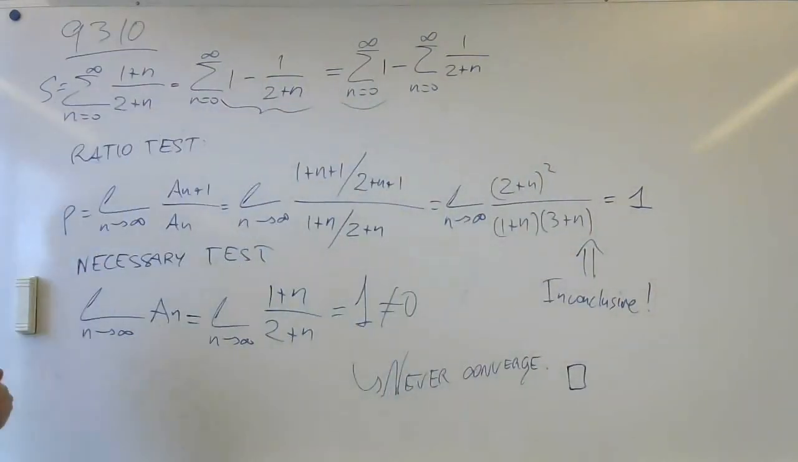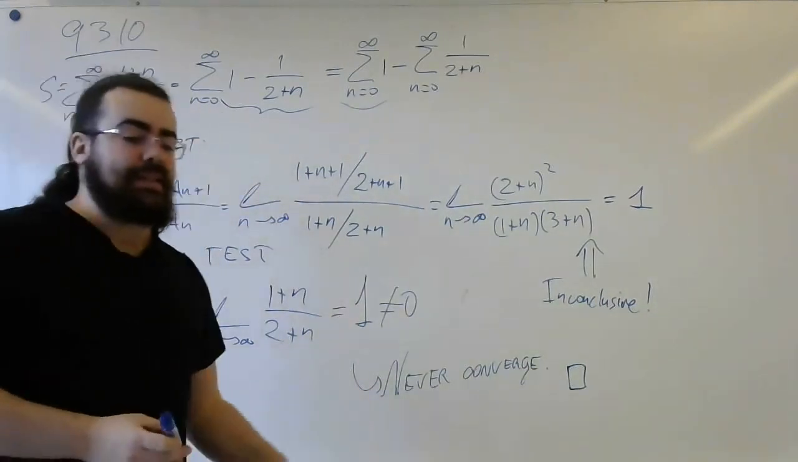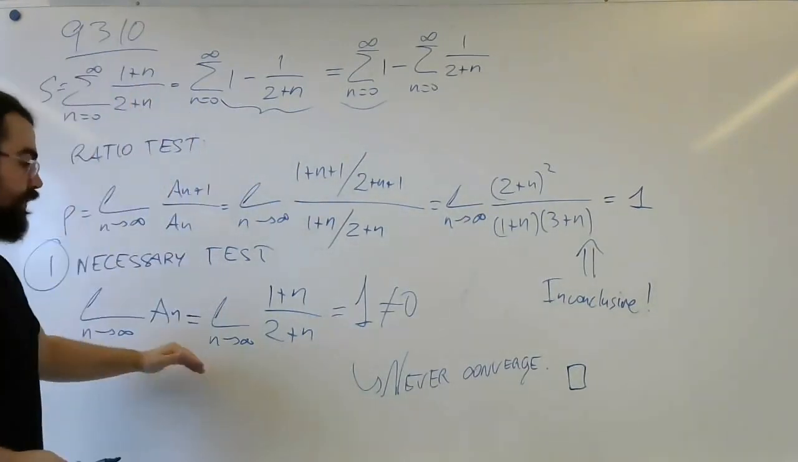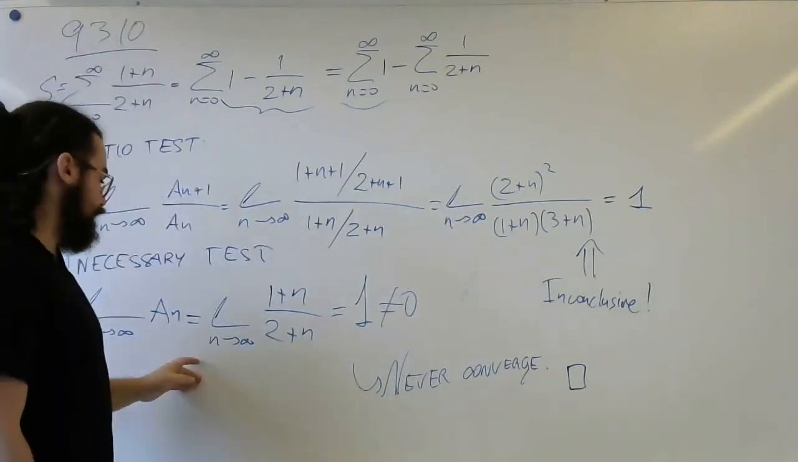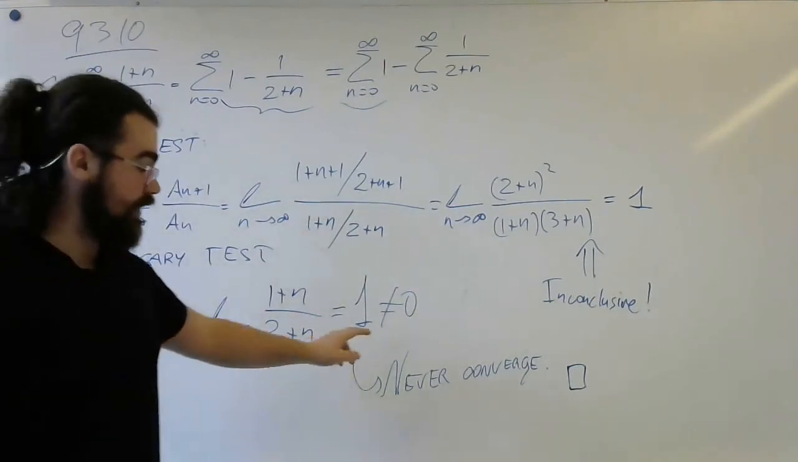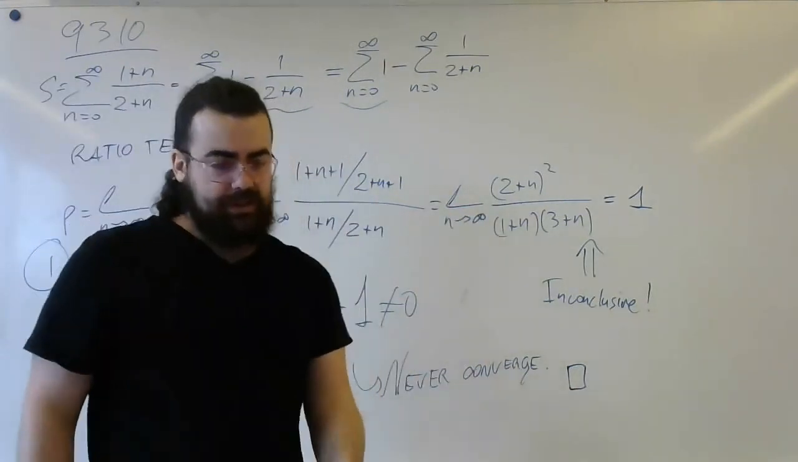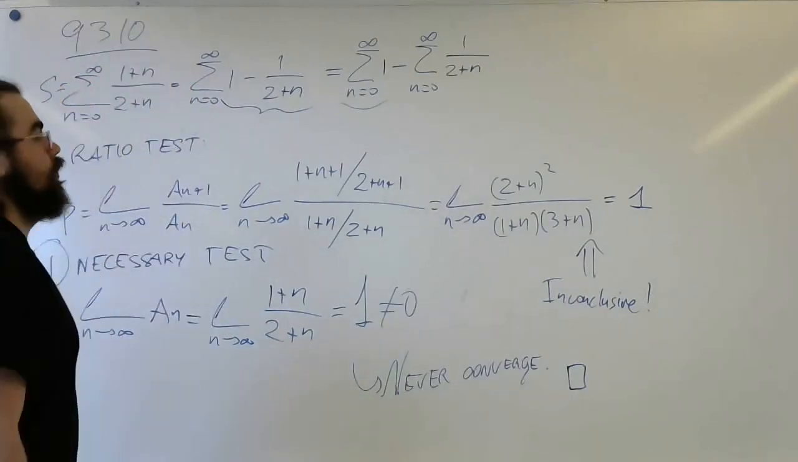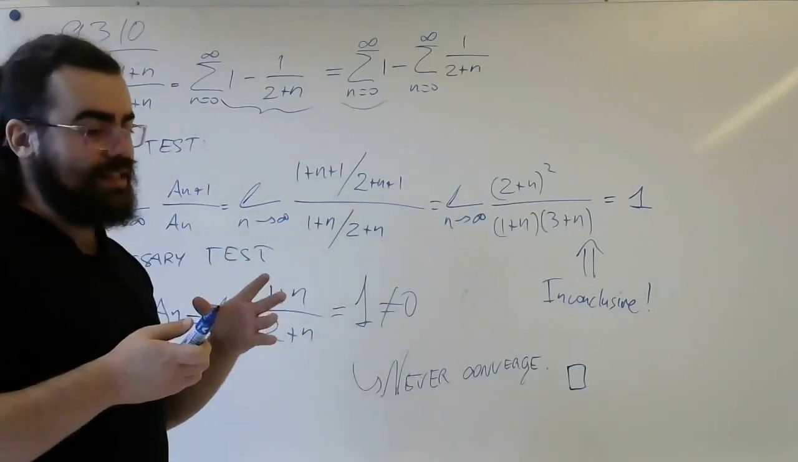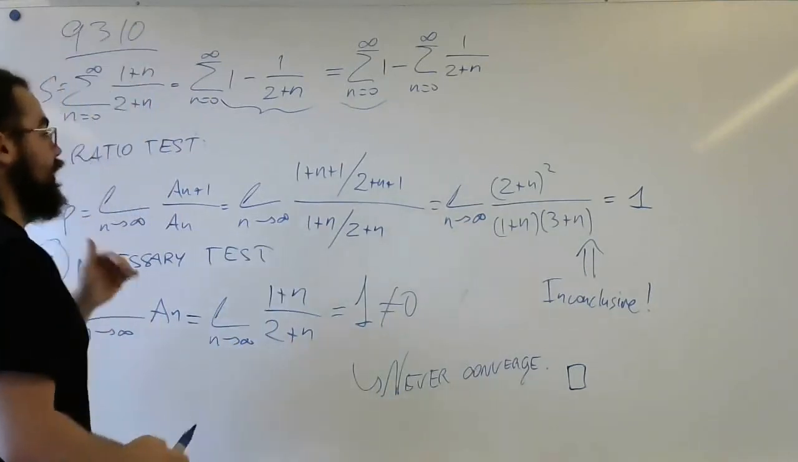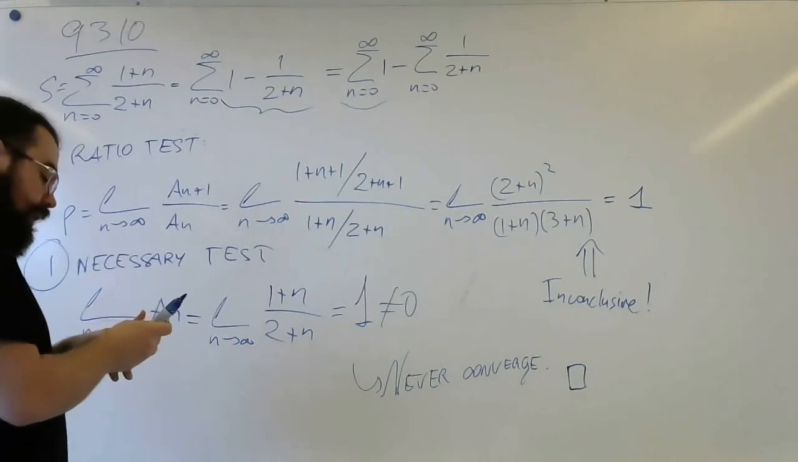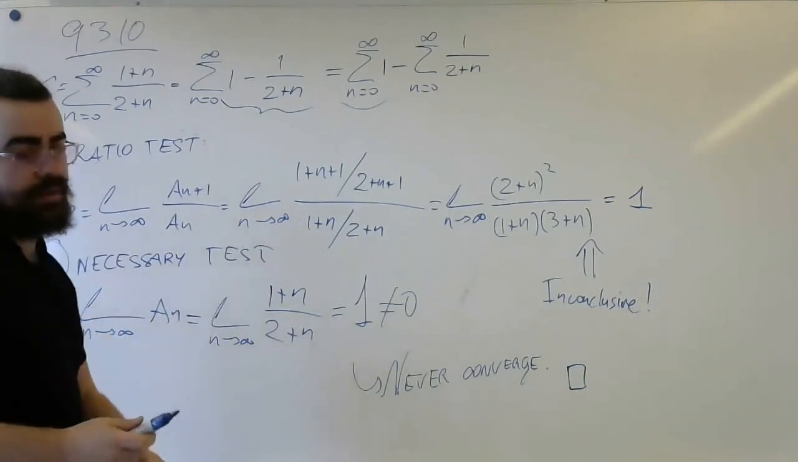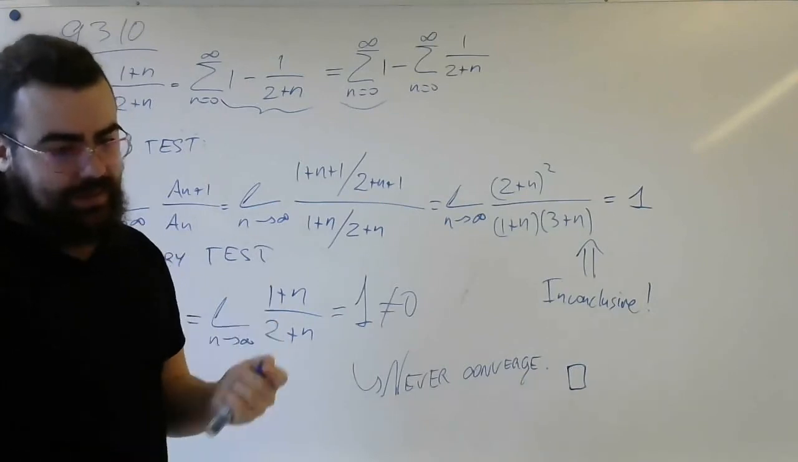So yeah, the order to run tests, this thing is first, all the other tests are second. Because if this test fails, then we can't have convergence. If this test doesn't fail, and by this I mean this limit is 0, we may have convergence. And then we have to run other tests, or maybe squeeze the sum between 0 and some sum that we already know, or something like that. But first, this thing always.